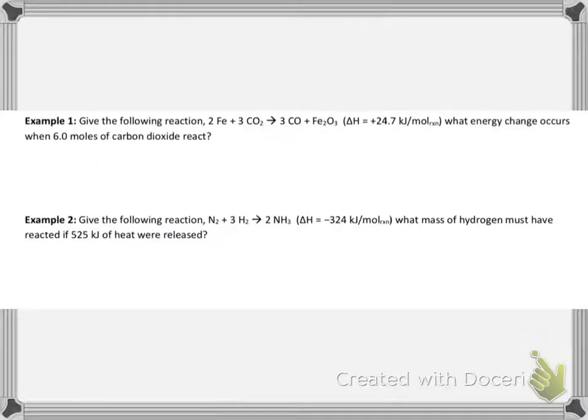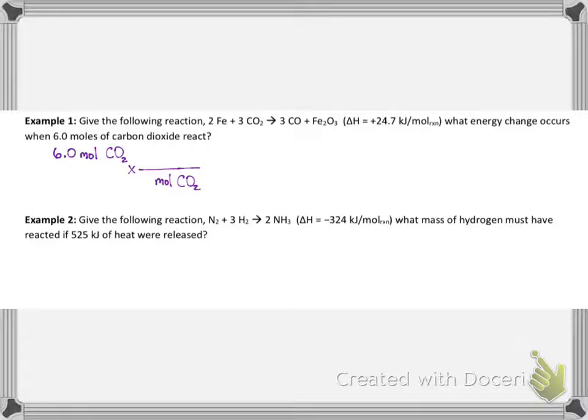So example 1 gives us the balanced reaction for iron reacting with carbon dioxide, and it gives us the enthalpy value. And we want to know, well, what's the energy change that happened if 6 moles of carbon dioxide reacted? Well, just like any other type of stoich, we're doing dimensional analysis, and we're going to start with our given. So I have 6 moles of carbon dioxide. Since I'm already in moles, I can go to my mole-to-mole ratio.